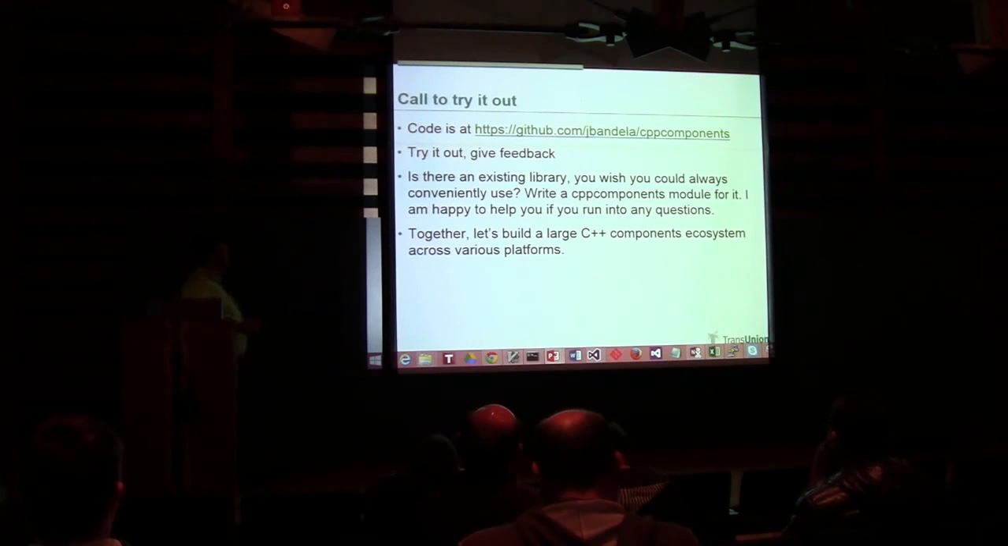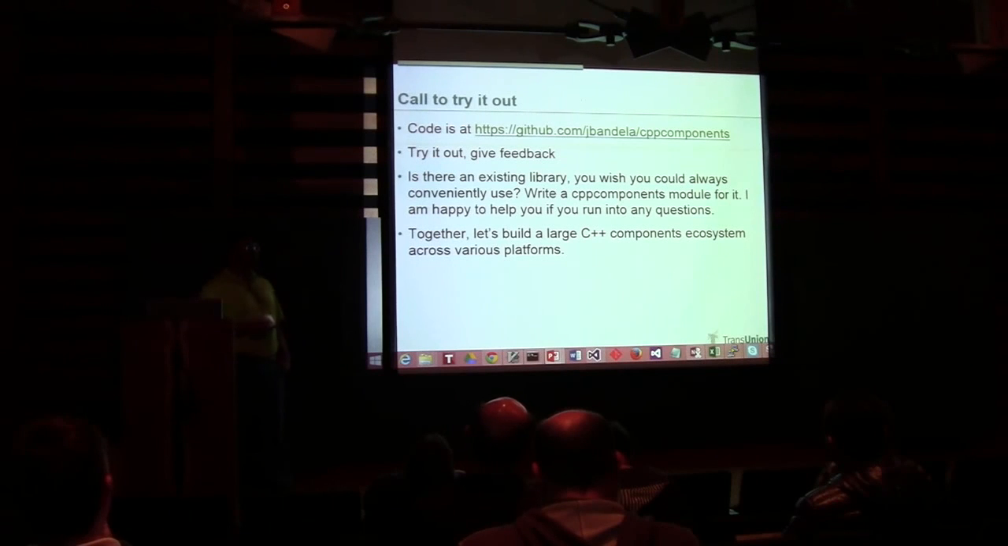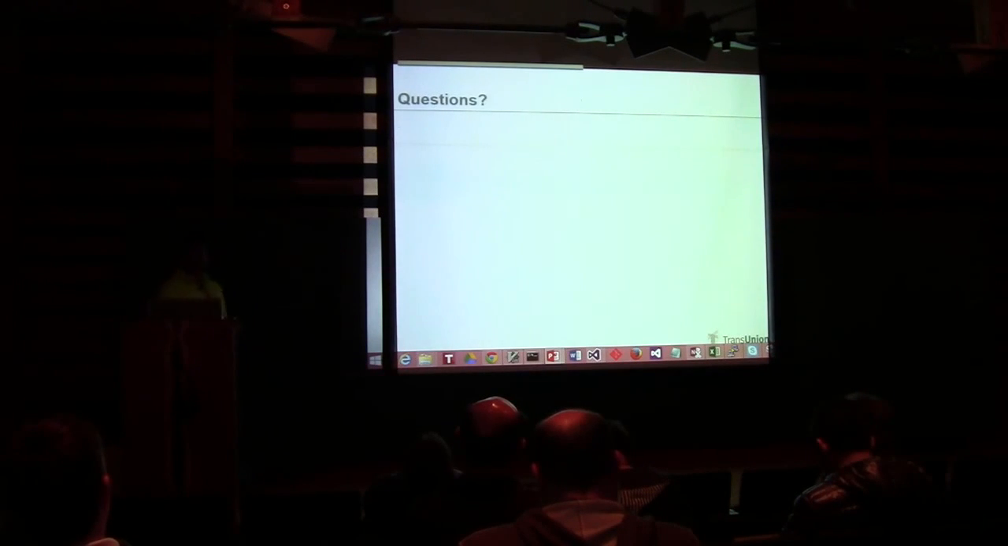So the code is at this address. Try it out, give me feedback, tell me what you think. If there's an existing library that you like, that you're always getting tired of recompiling and rebuilding whenever you try to upgrade compilers or do anything, write a C++ component module. If you have any questions or anything, I'm happy to help you with that. Feel free to contact me. And let's try this out and see if we can build a larger ecosystem for readily used C++ components. I'll be happy to take any questions.